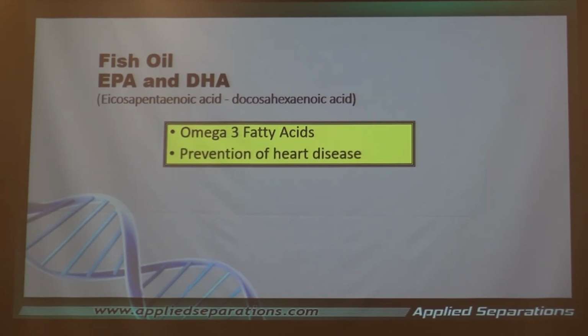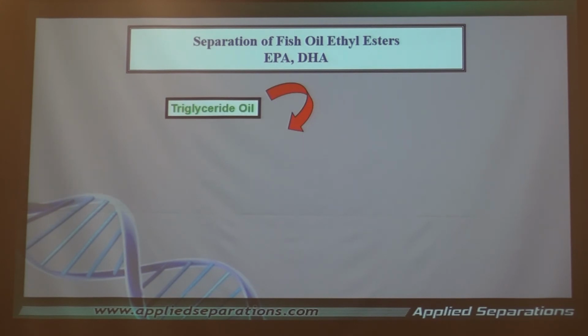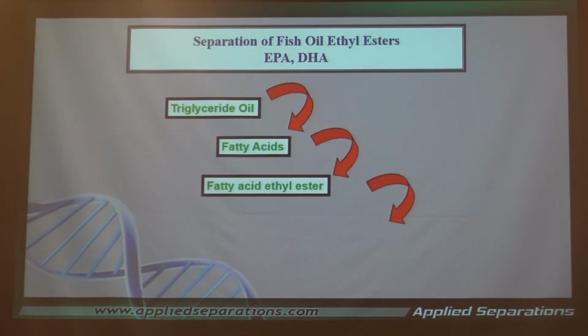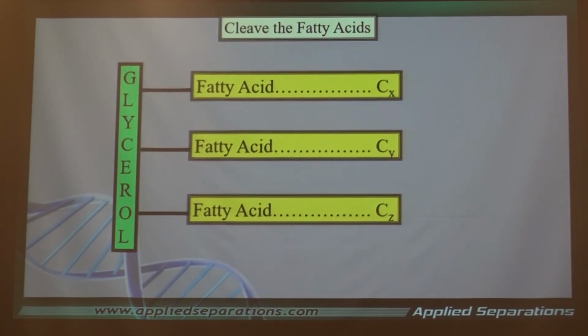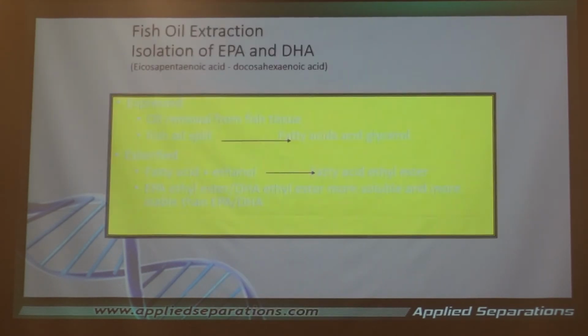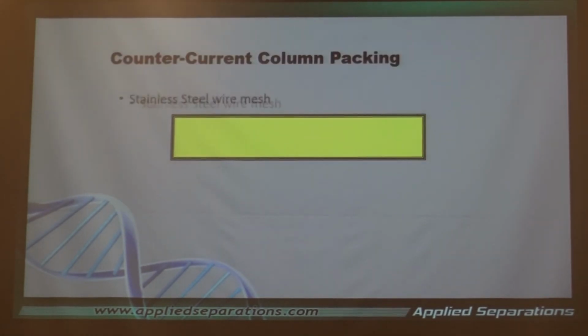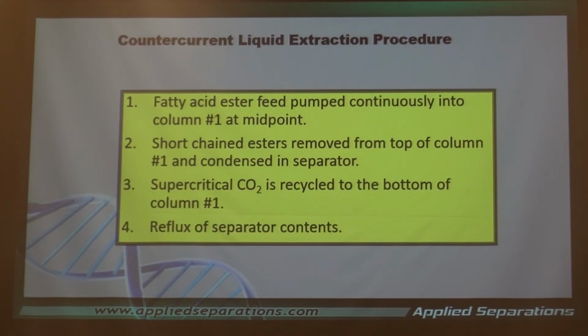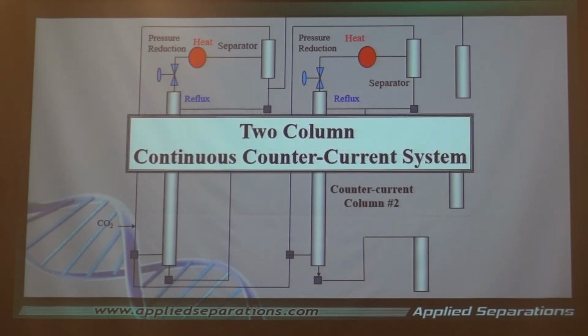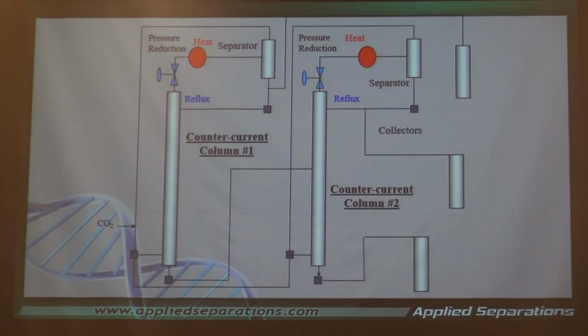Now the fish oils, as you know, help in the prevention of heart disease, and these triglyceride oils have to be treated. We have to cleave off and then make the fatty acid ester in order to go through this separation. I won't go through all of that, but ultimately we're going to find a two-column countercurrent system. Here are our 2 countercurrent columns. Here, separators, collectors.